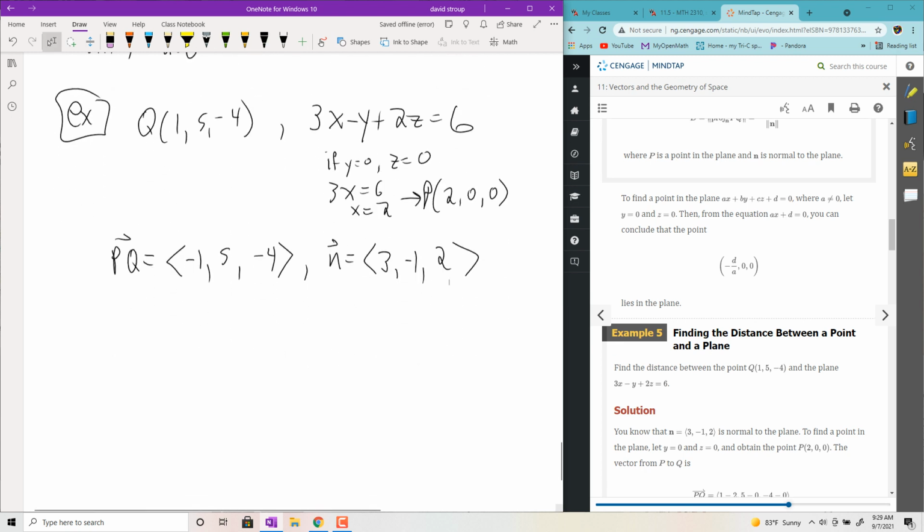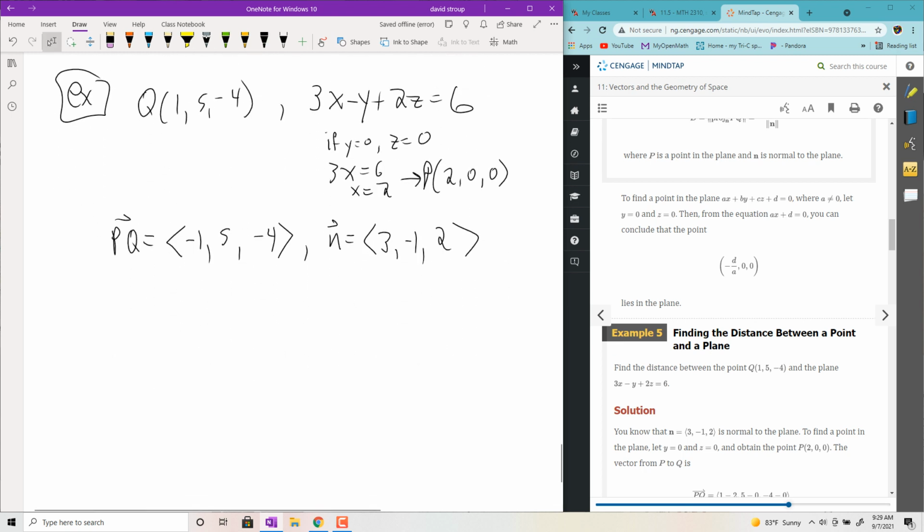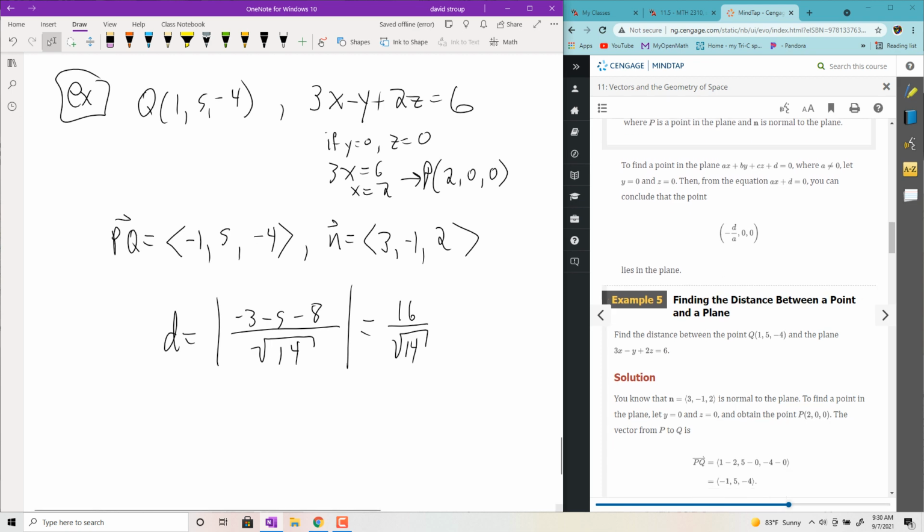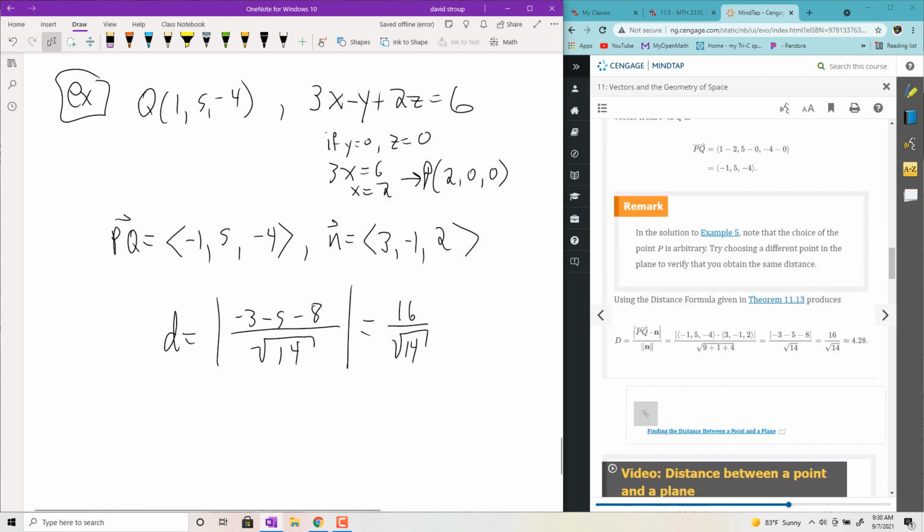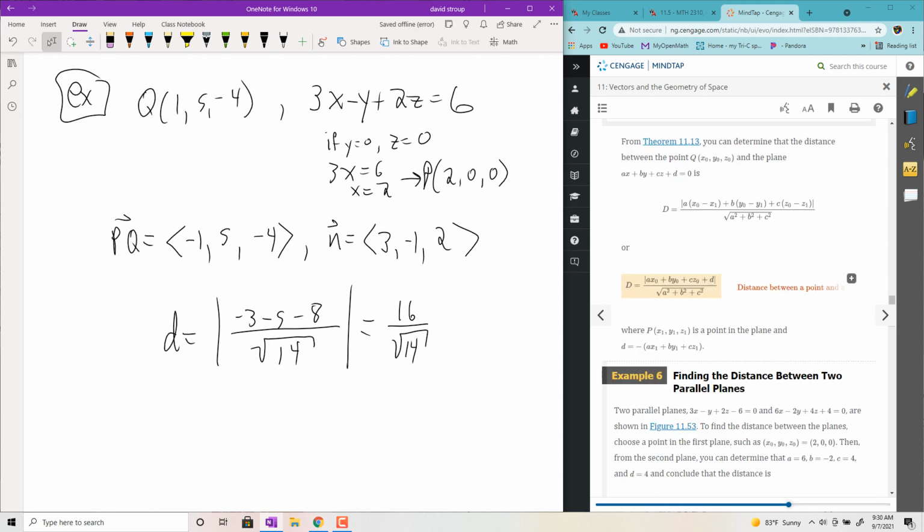And then we just use our equation up there. So the distance will be the absolute value of the dot product, so -3 minus 5 minus 8, all over the magnitude of the normal vector. 9 plus 1 plus 4 is 14, square root. So this looks like we get 16 all over square root 14 as our distance. Yeah, that's what they got.